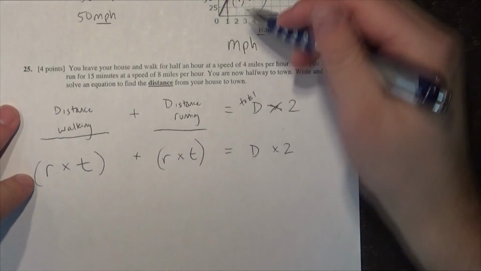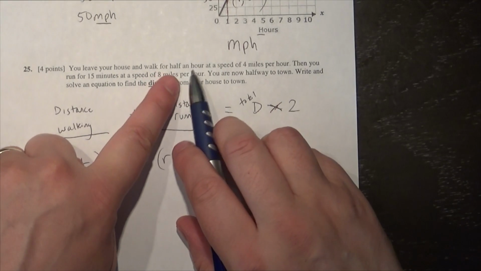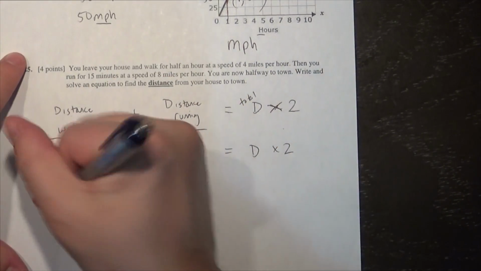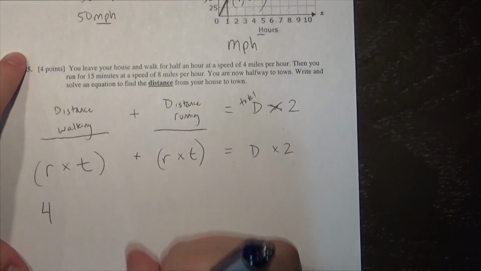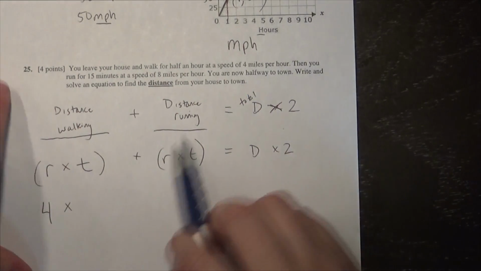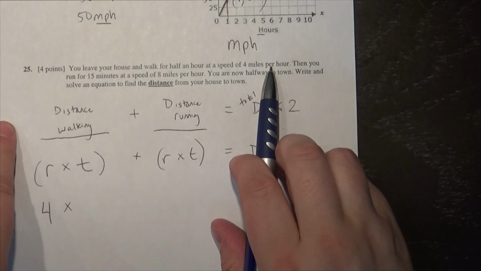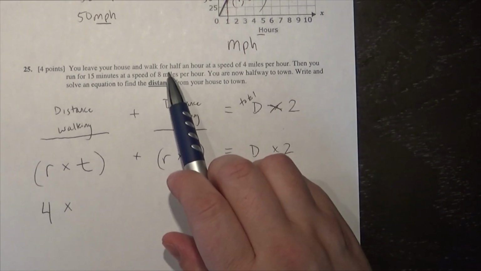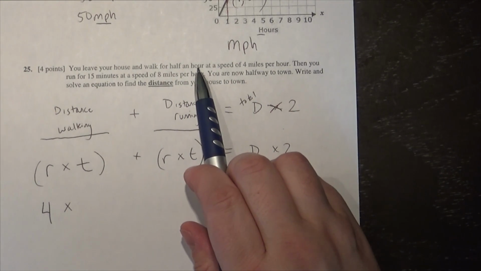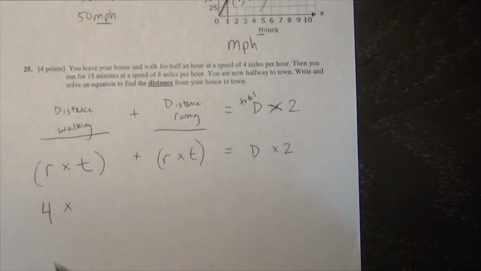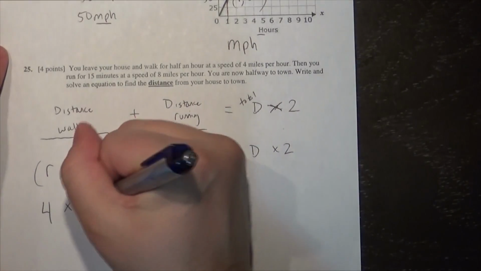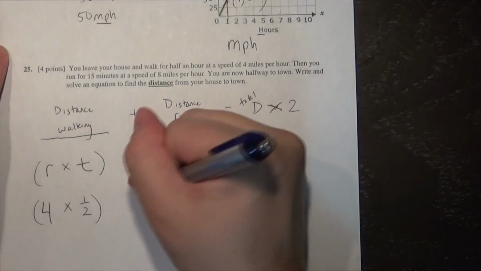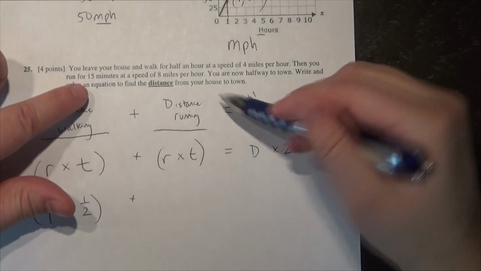When I was walking, let me think here. I walk for a half an hour at a speed of 4 miles per hour. So my rate is 4 miles per hour. I multiply that by a time that relates to the rate. And the rate here says per hour. So if it's half of an hour, I can't say it's 30 minutes. I would instead say it's 1/2 of an hour. So I'm going to write 1/2. So 4 times 1/2.